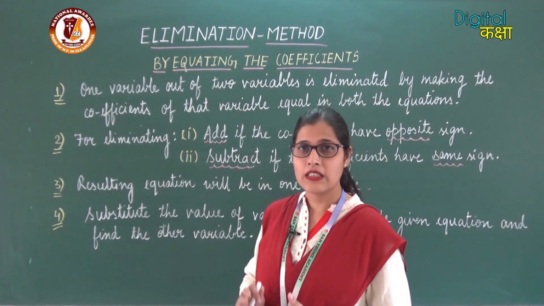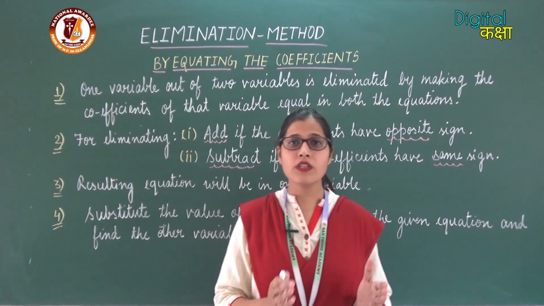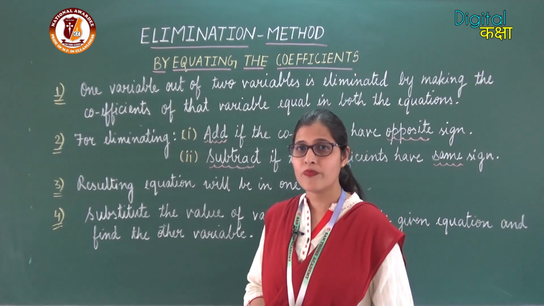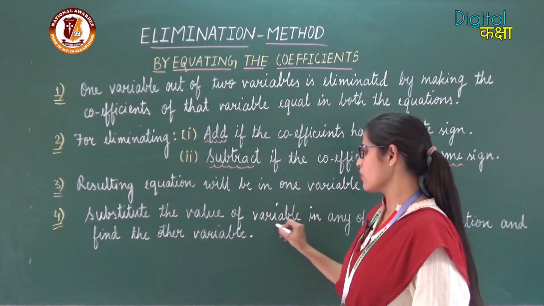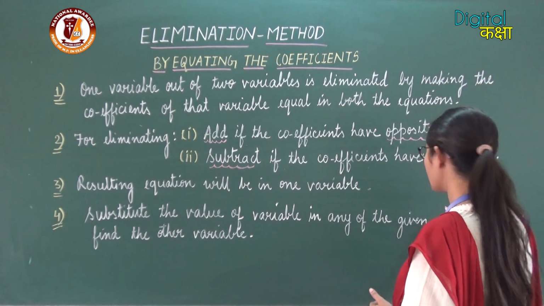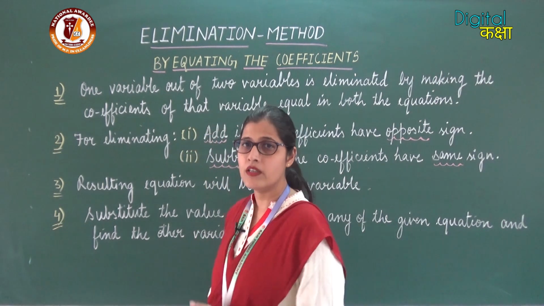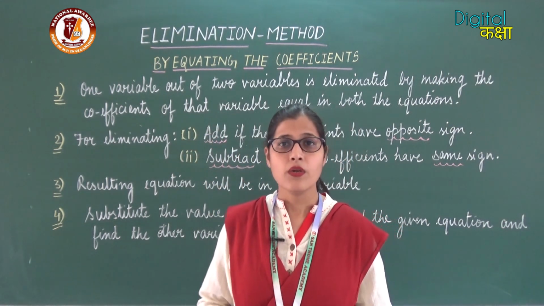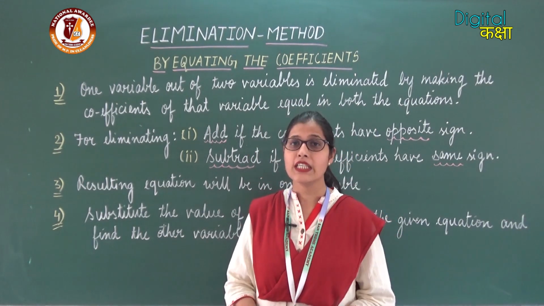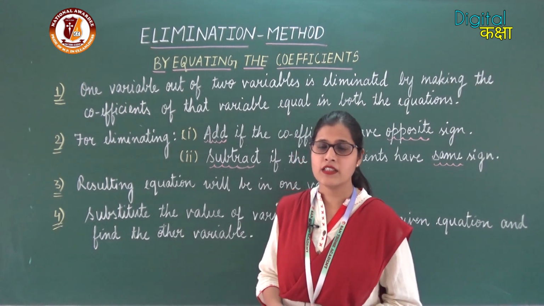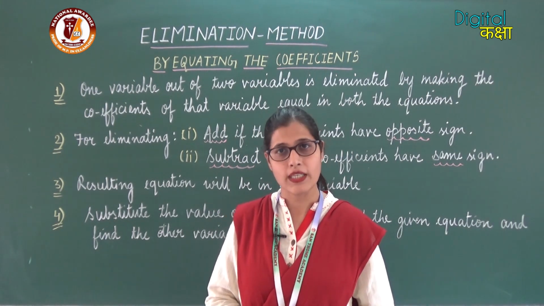Since by doing this addition or subtraction we are eliminating one of the variables, our next equation will be left with only one variable. Substitute the value of the variable in any of the given equations and find the other variable. As we got the value of one of the variables, we have to substitute that value in any of the given equations, and by this we find the value of the other unknown variable.